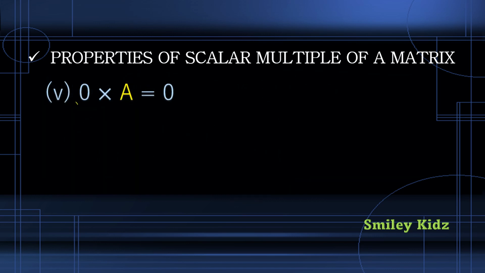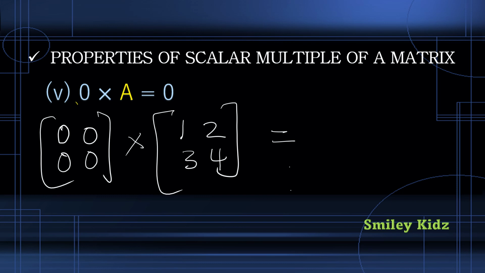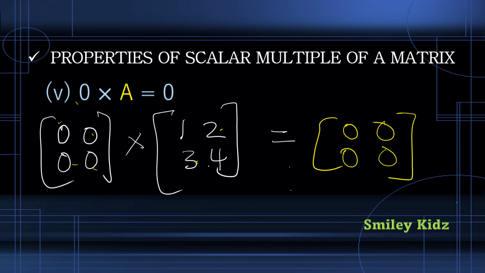Then here it says 0 into A equals 0. Now what does this mean? 0, 0, 0, 0 into, I have a different matrix, which is, let's say, 1, 2, 3, 4. Now 1 times 0 is 0. 0 times 2, 0. 0 times 3, 0. And 0 times 4 is 0. So whenever I'm talking about 0, I simply mean it is a 0 matrix. Alright. So this is the fifth property of the scalar multiple of a matrix.